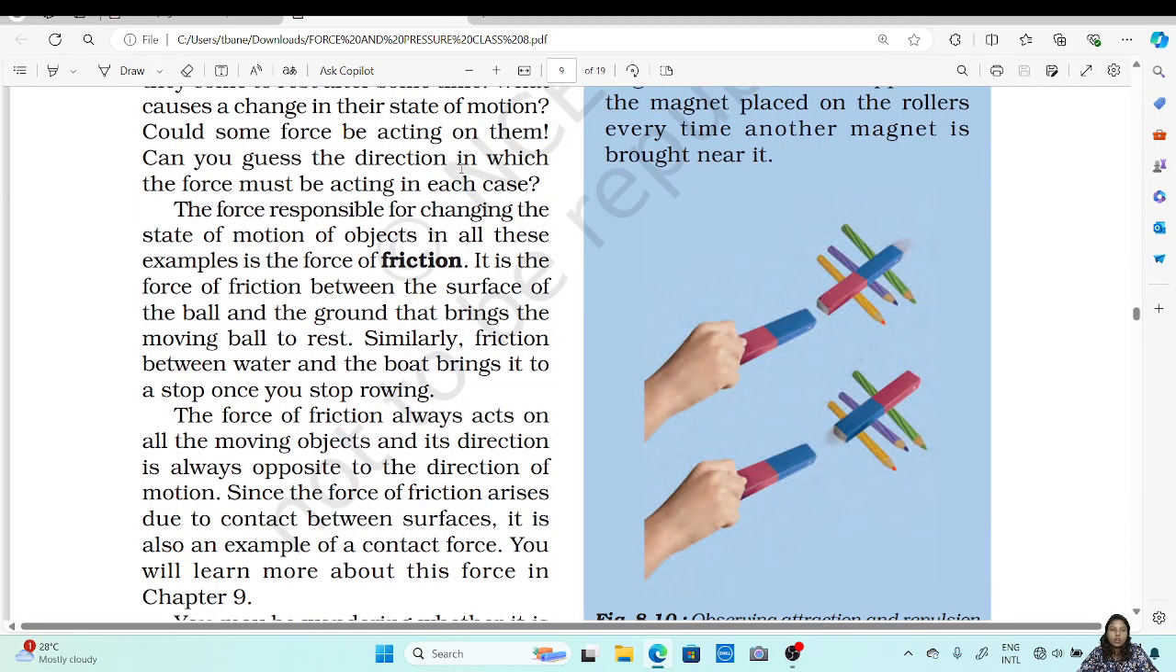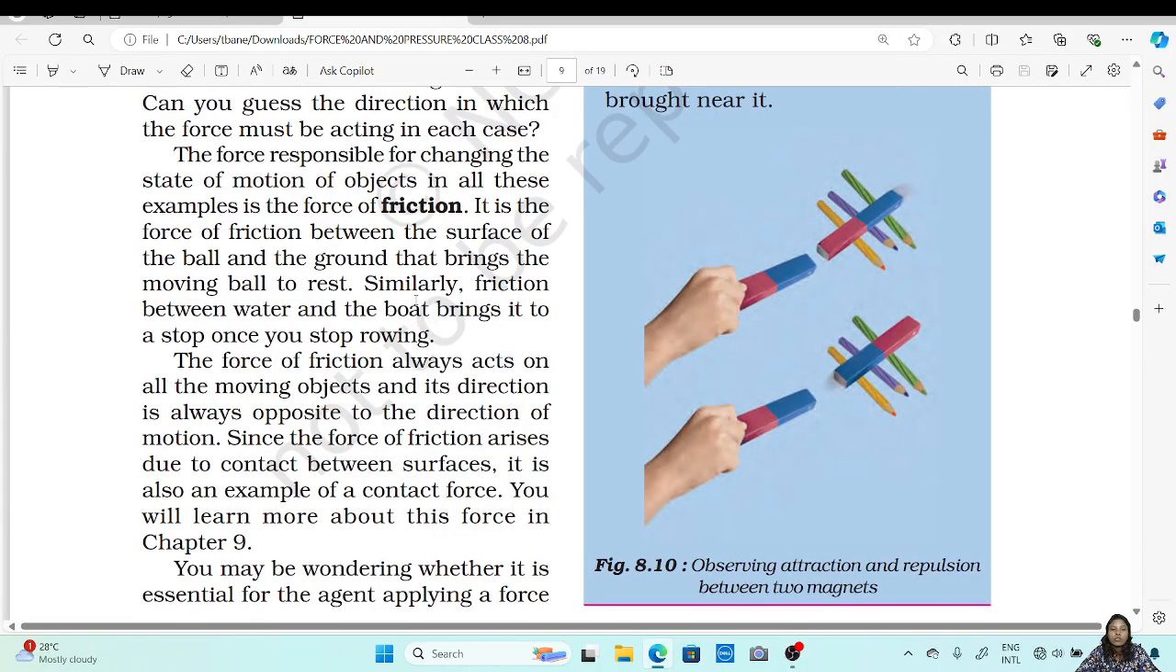So the force responsible for changing the state of motion of objects in all these examples is the force of friction. This is the invisible force acting upon all of these things; there is no visible force. I am not going and stopping the ball or the bike with my hands, it just comes to a halt. This invisible force is known as friction. It is the force of friction between the surface of the ball and the ground that brings the moving ball to rest.